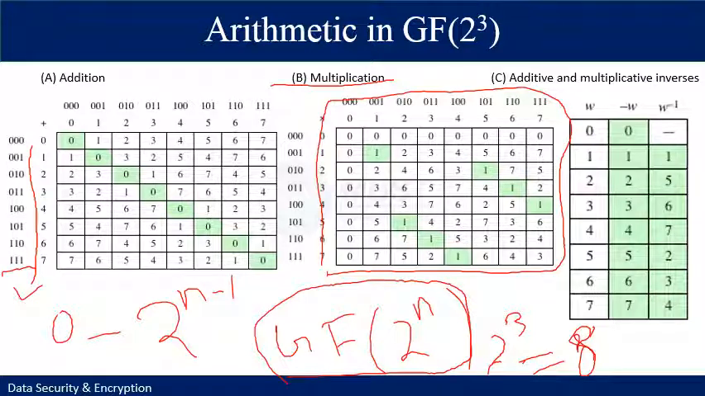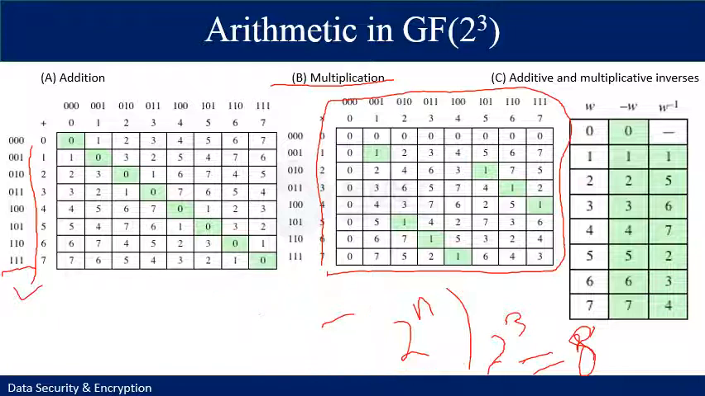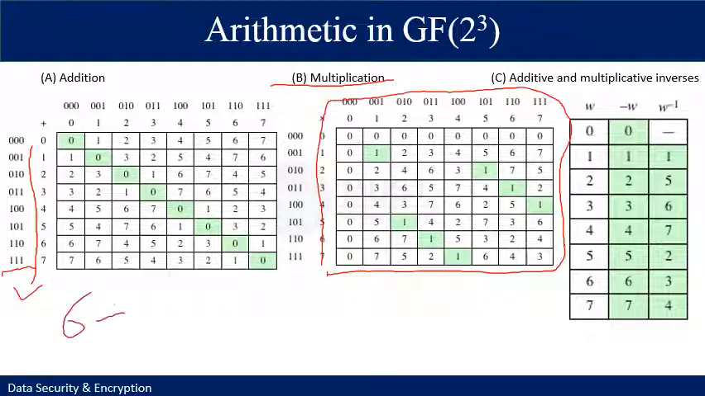For convenience, we show the 3-bit assignment used for each element of GF(2 raised to power 3). If you take the addition table, you can take any two numbers from a row or column. For example, in the simplest case, we take 6 plus 4. So 6 will be 110 and 4 will be 100.